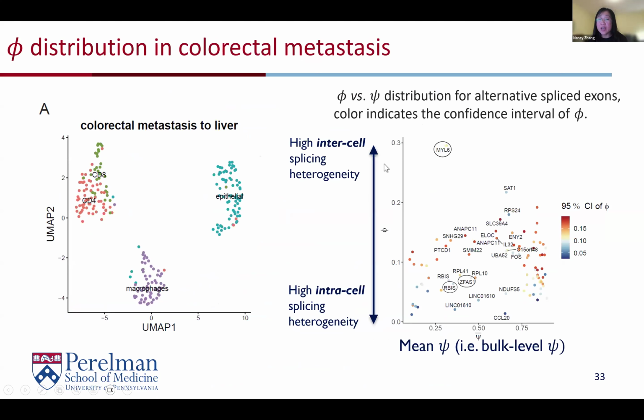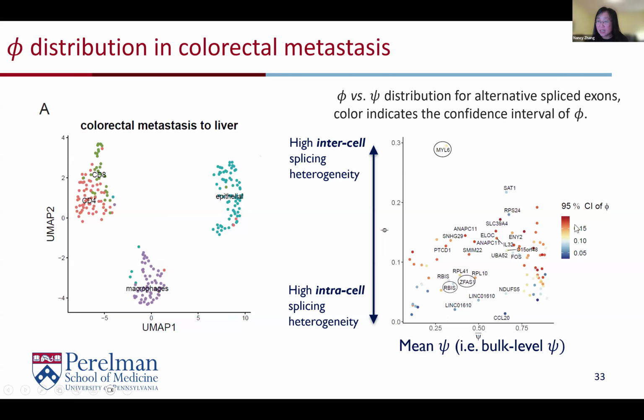And then for each gene and each isoform, you can estimate the psi bar as well as the phi. Remember, both are values between 0 and 1, so this is within the unit square. However, you don't see very high values of phi. So you see these.